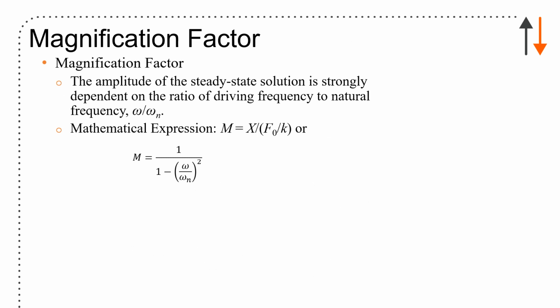Magnification factor is kind of an important idea. The amplitude of the steady state solution is going to be strongly dependent on the ratio of the driving frequency, the forcing frequency, to the natural frequency. And all it is is 1 over 1 minus the square of omega over omega n. So in this case, you know that as the ratio approaches closer and closer to 1, your magnification factor will approach infinity.